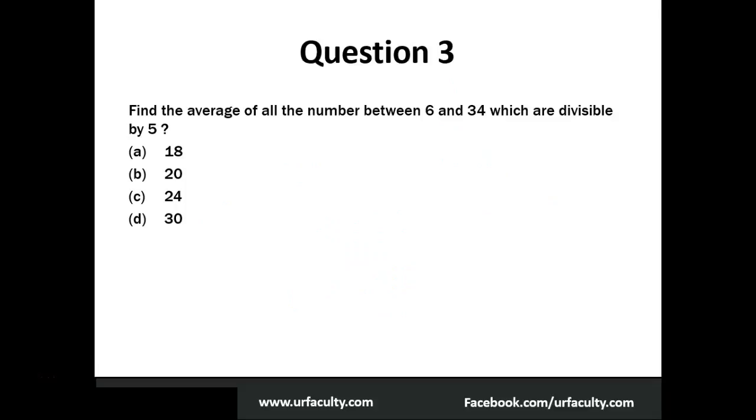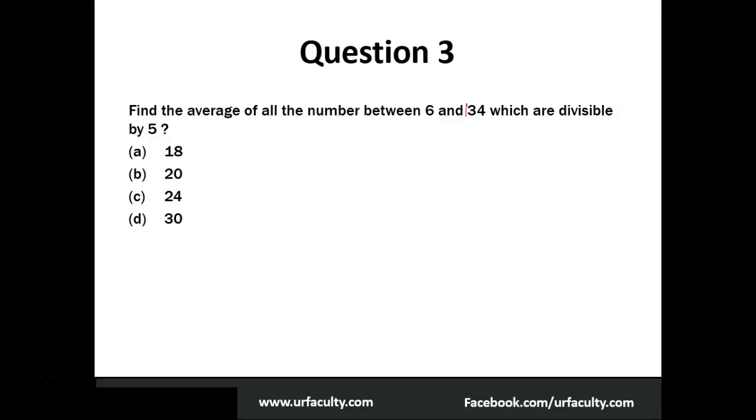Moving on to the next question. Find the average of all the numbers between 6 and 34 which are divisible by 5. Very, very easy question. Now, this 34 could be 134 also. Still, you should be able to do it at a very quick pace.